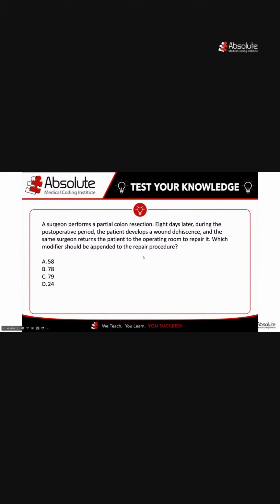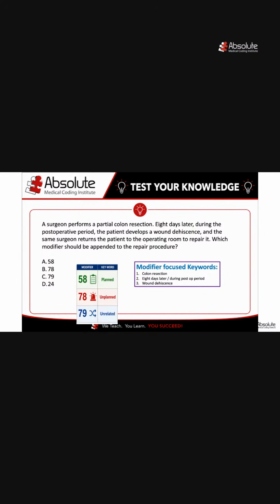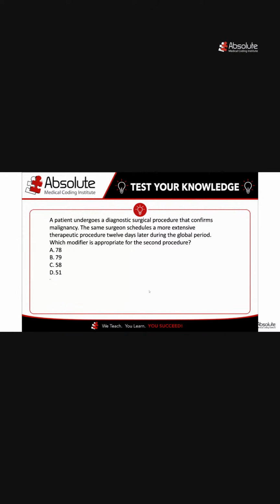All right, so those answers are coming through. And here's what happened. I'm honing in on my modifier focused keywords. Number one, this patient had a colon resection. 8 days later, during that post-op global period, patient developed wound dehiscence. Was it planned, unplanned, or unrelated? It's definitely related. So we're getting rid of the 79. It was definitely not planned. So the answer is B. It's unplanned. And I think you all got that. Outstanding. Okay, let's move on.